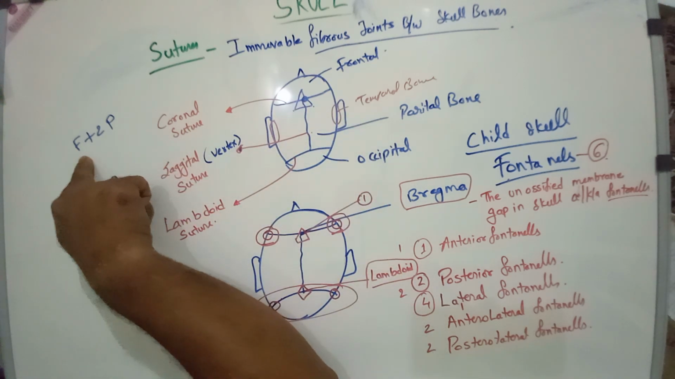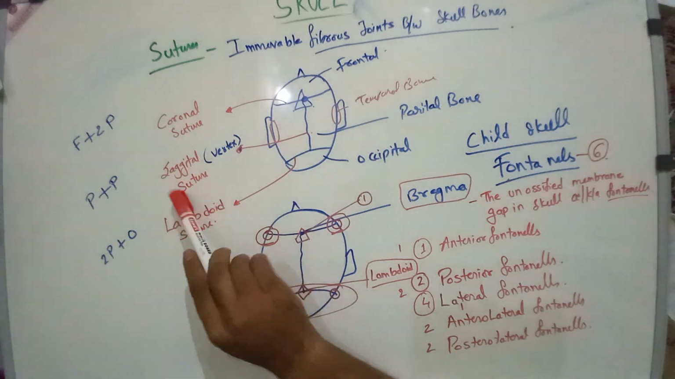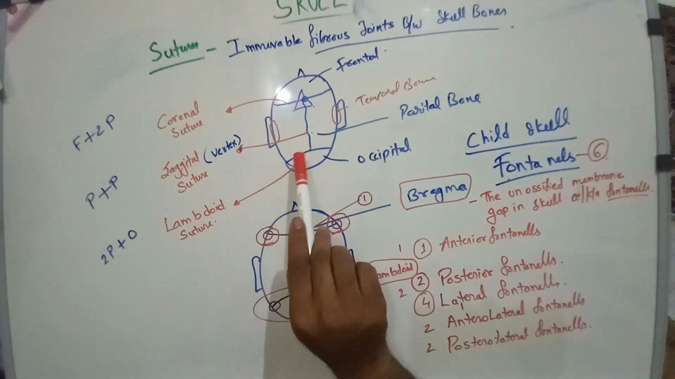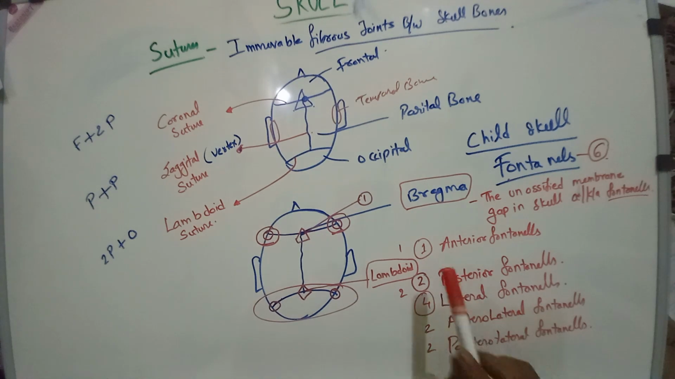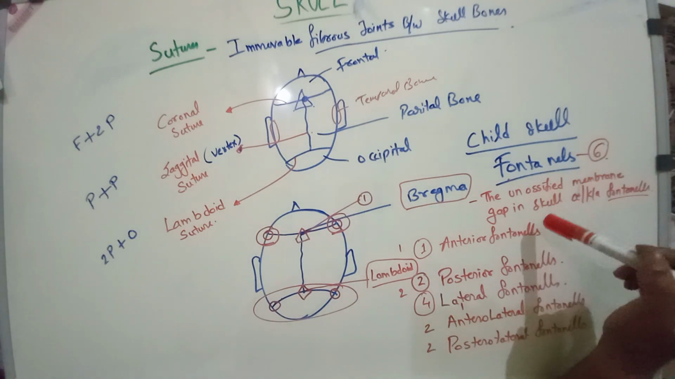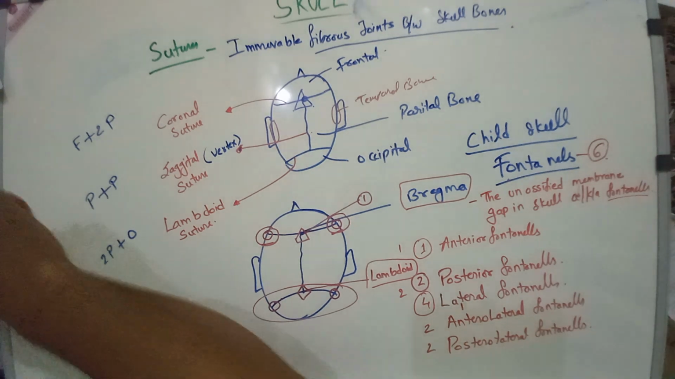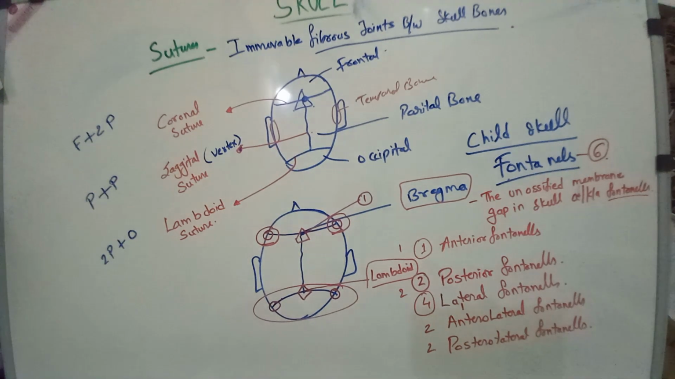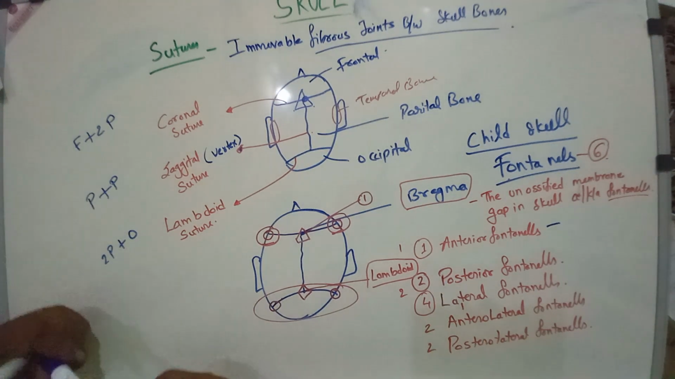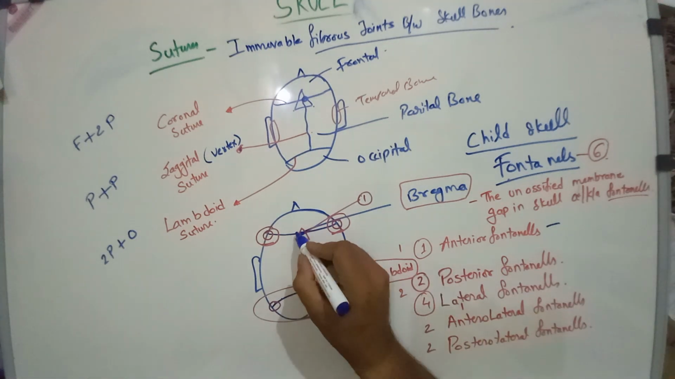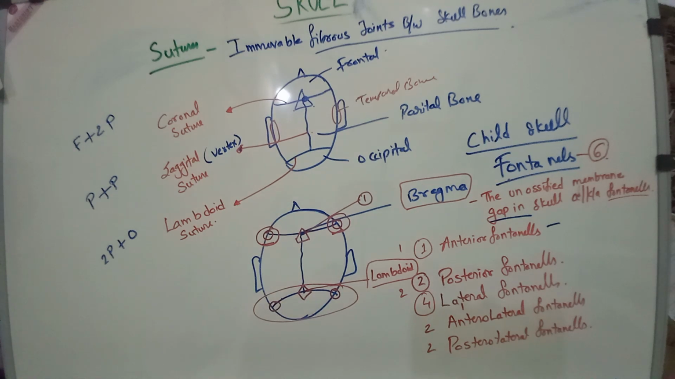How many bones are there? Frontal and two parietal bones. Sagittal suture, this one. Lambdoid suture, this one. Lambdoid suture: 2 parietal and 1 occipital. Fontanelles are anterior fontanelle, posterior fontanelle, and lateral fontanelles. And why are fontanelles important for us? When they close, there is no gap. I told you there is a gap, but now we can feel that in our skull there is no gap.